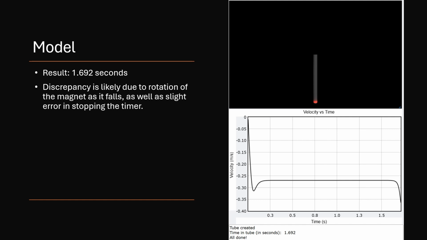Now for the model, the result of this model was 1.692 seconds, as the velocity versus time graph is shown on the right. And the discrepancy is most likely due to rotation of the magnet as it falls, as in the model it is depicted as falling perfectly along the z-axis, while in real life there is some rotation across all axes. And additionally, there is a slight error in stopping the timer when it exactly meets the end of the tube.